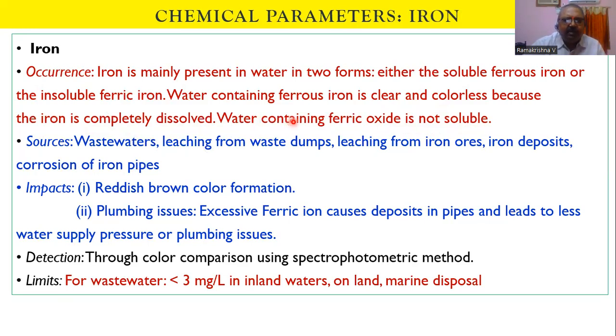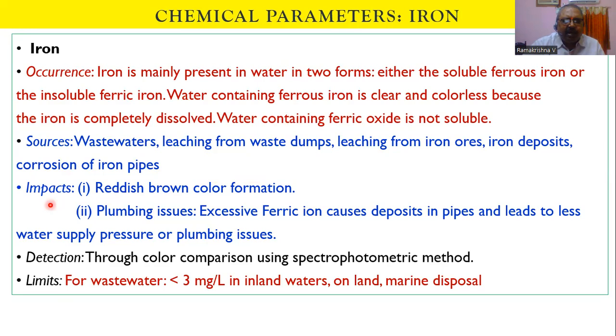Iron is always there. We are talking about the sources where exactly this iron is entering wastewaters from: industrial dumps or wastewater dumps, and leaching. Leaching means the solid waste dumps are there. From there, iron will enter into the surface water bodies, and leaching from iron ores, iron deposits, and corrosion of iron pipes, all these will lead to deposition of iron in the wastewater.